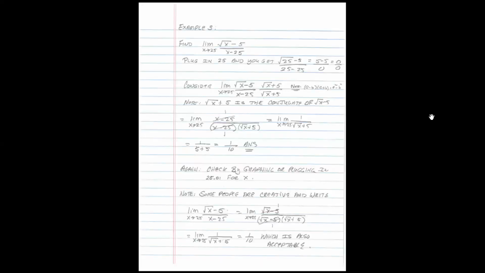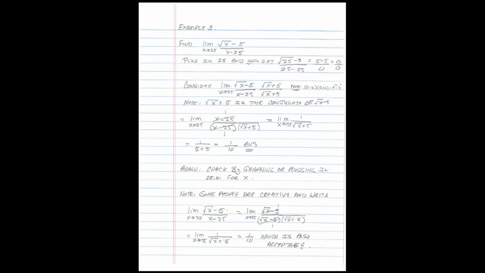Example 3. First step is always plug in, and when you do, you're going to get in the numerator the square root of 25, which is 5, minus 5, which is 0, and of course the denominator is 0. So we cannot just plug in. However, remember people, 0 over 0 tells me there's probably something I can do.